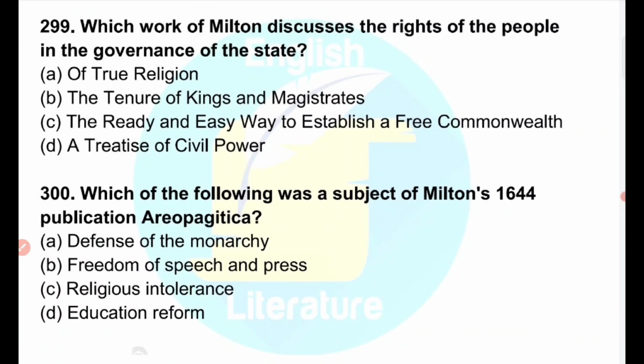Which work of Milton discusses the rights of the people in governance of the state? Option C, The Ready and Easy Way to Establish a Free Commonwealth. Which of the following was a subject of Milton's 1644 publication Areopagitica? Option B, freedom of speech and press.